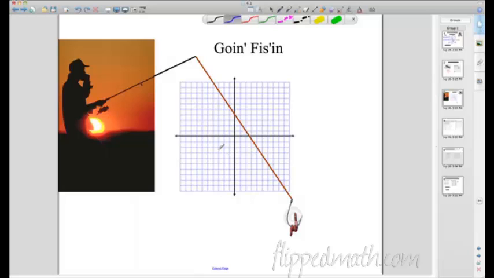I had this buddy in high school who always said "going fishing." I don't know why he said going fishing. I couldn't pronounce his G's and H's apparently. So let's go fishing for some points.